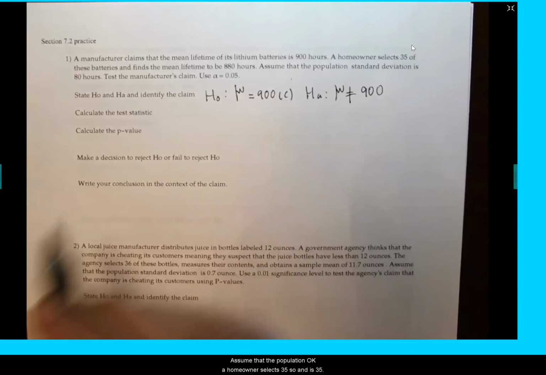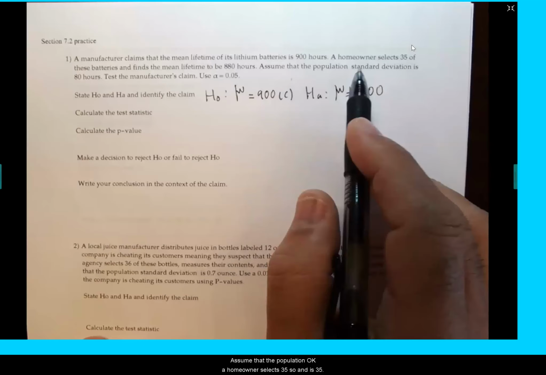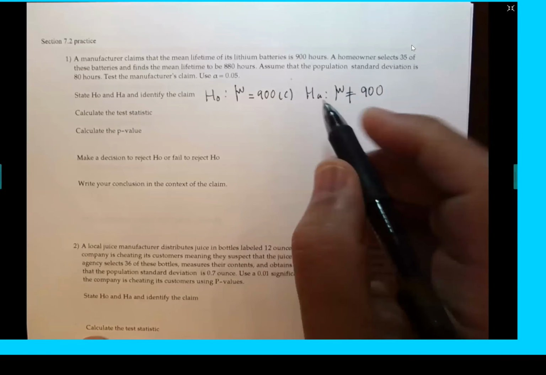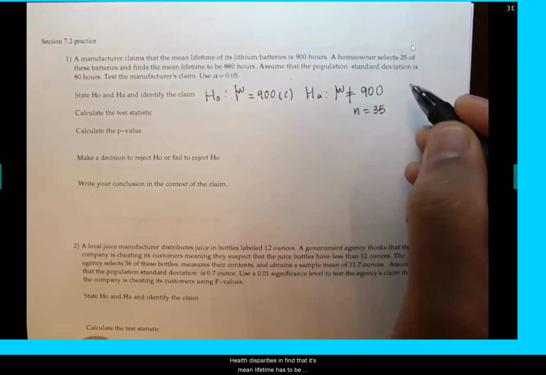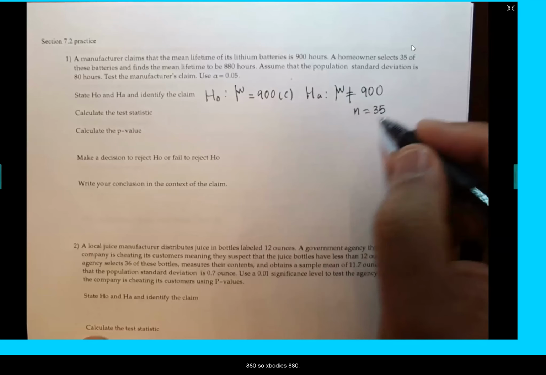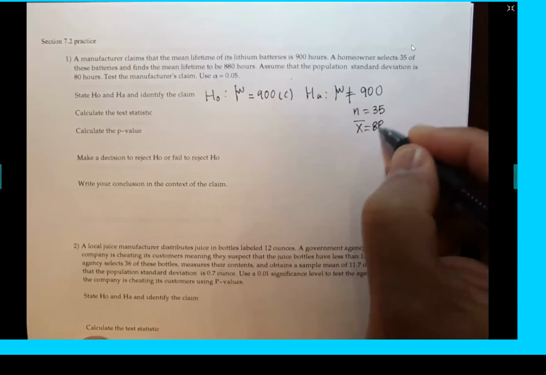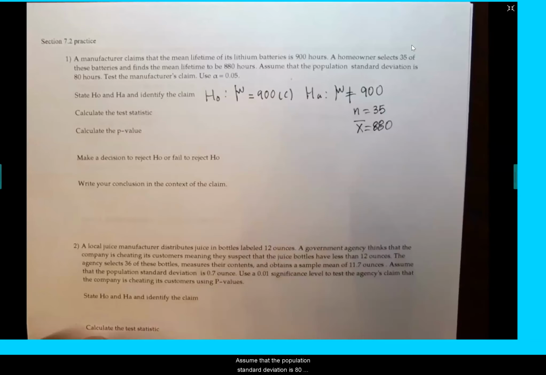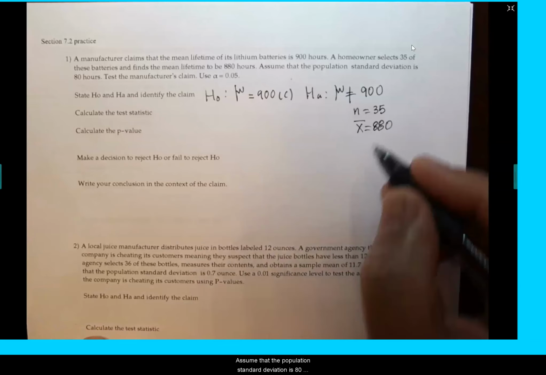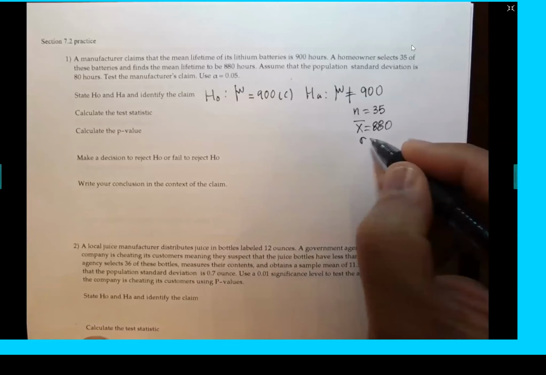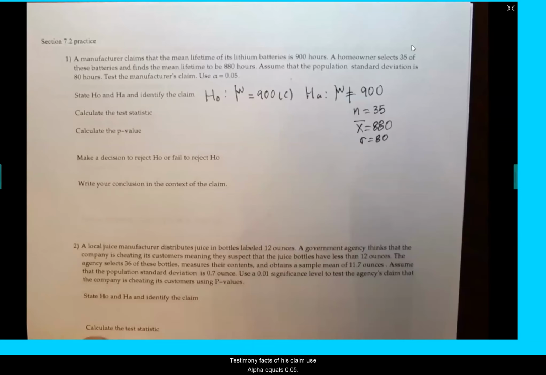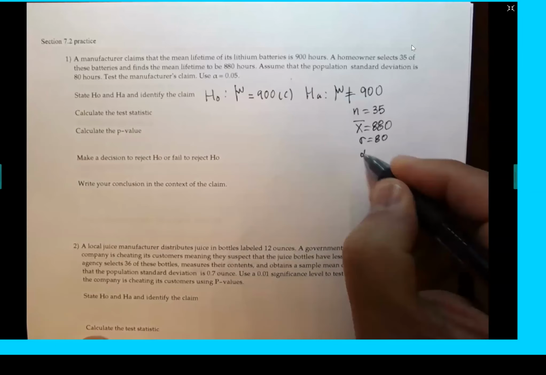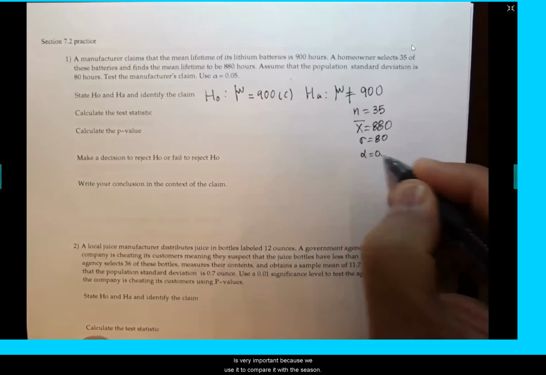A homeowner selects 35, so n is 35, of these batteries, and finds that its mean lifetime is 880, so x bar is 880. Assume that the population standard deviation is 80 hours, so sigma is 80 hours. Test the manufacturer's claim, use alpha equals 0.05. This is very important because we use it to compare it with the p-value.